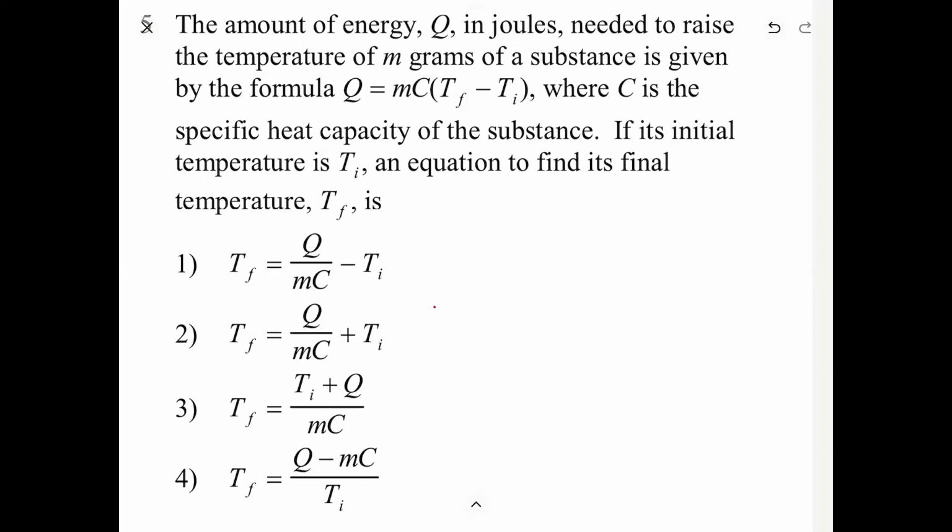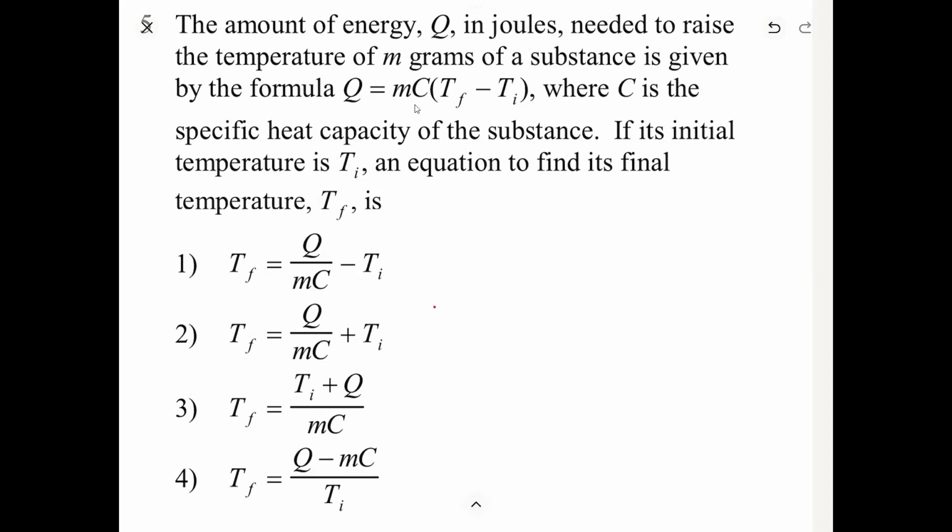So it says the amount of energy Q in joules needed to raise the temperature of m grams of a substance is given by the formula Q equals M times C times the quantity TF minus TI, where C is the specific heat capacity of the substance. If its initial temperature is T sub I, an equation to find its final temperature T sub F is.